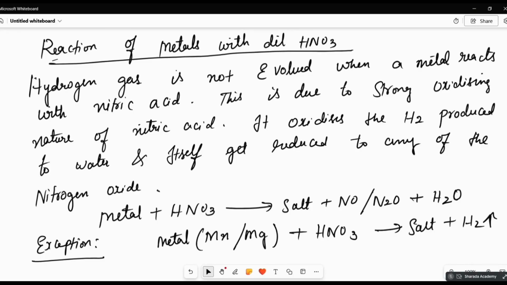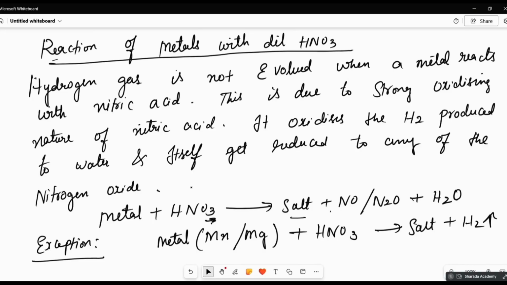HNO3, here you have three oxygen, no? In this, what happens? Metal forms a salt plus hydrogen is released, right? That hydrogen reacts with the oxygen. So it forms water. It reduces to NO or N2O like that.